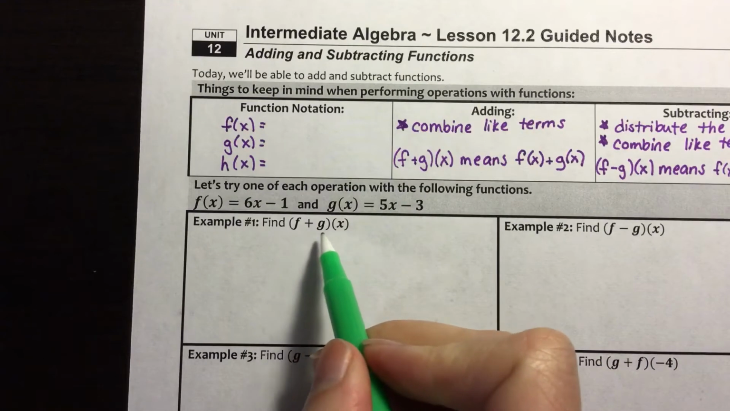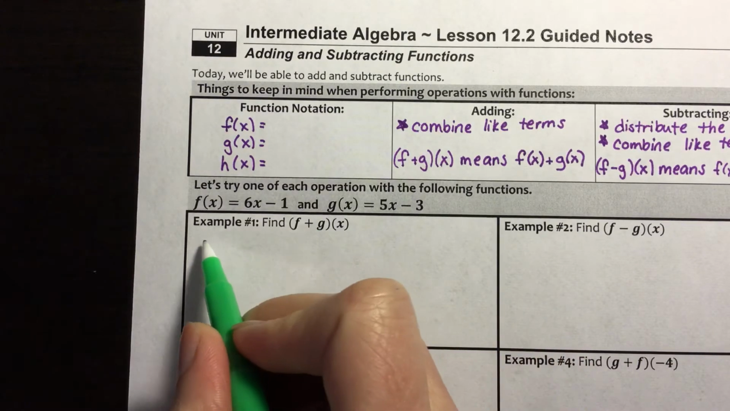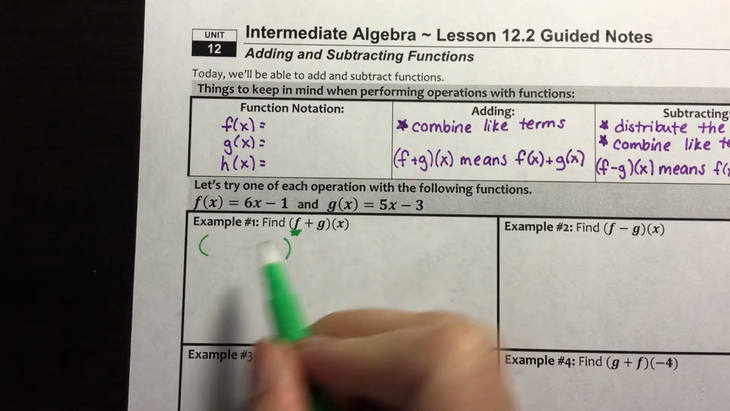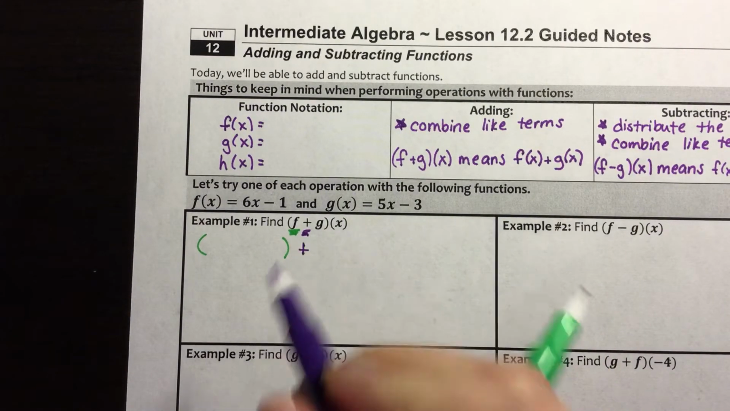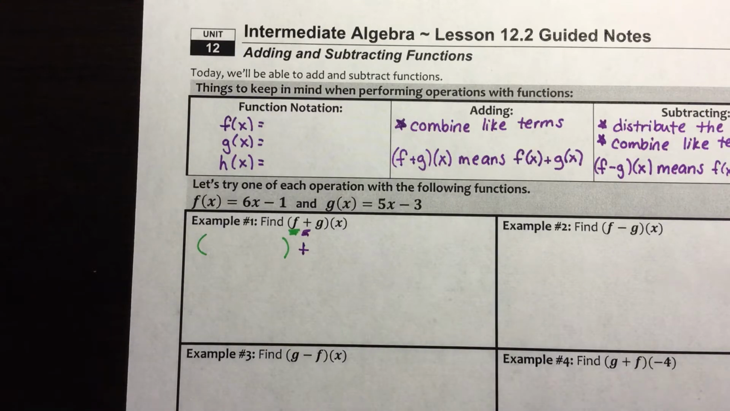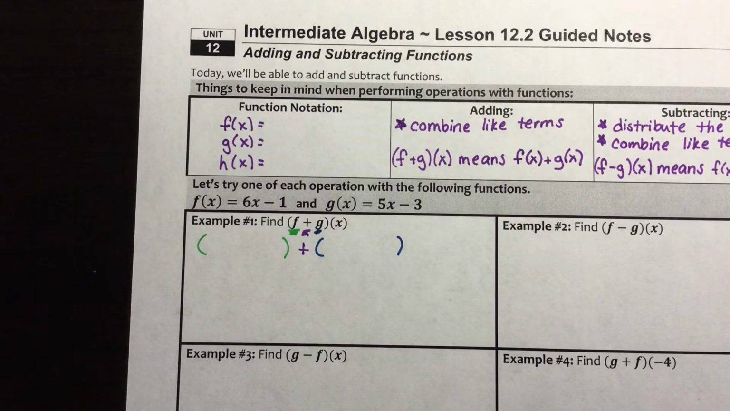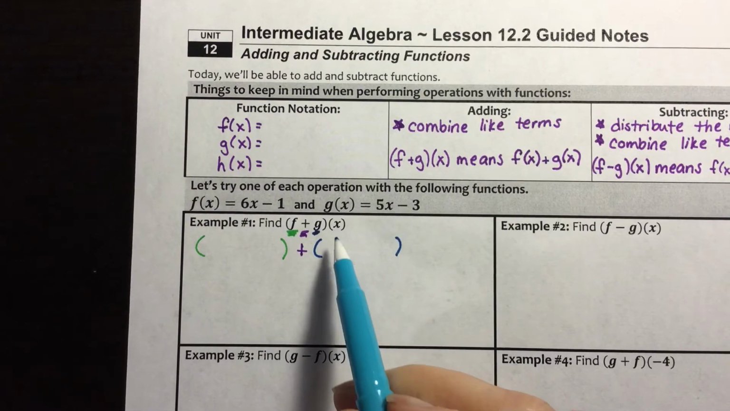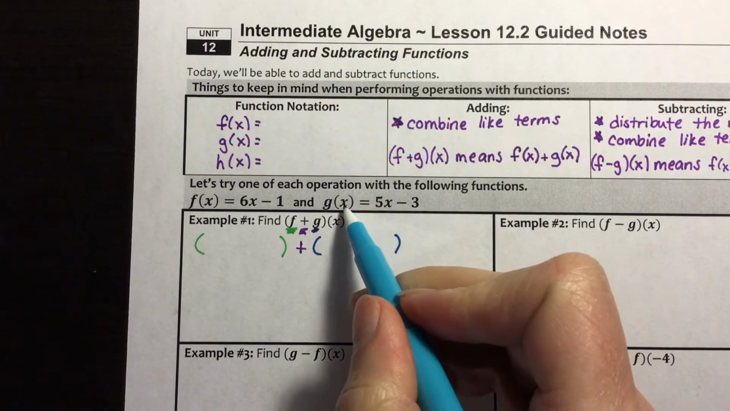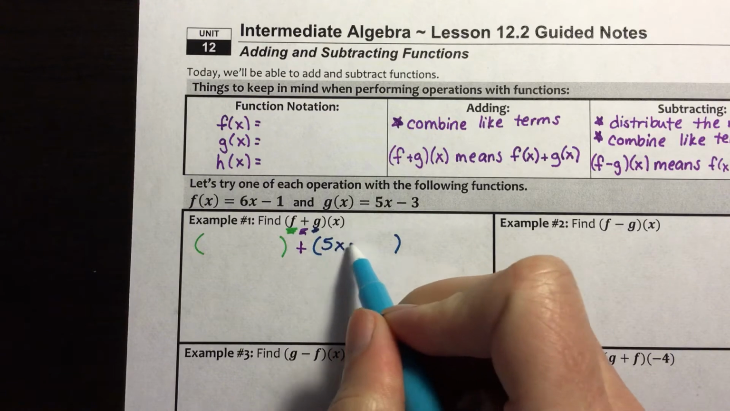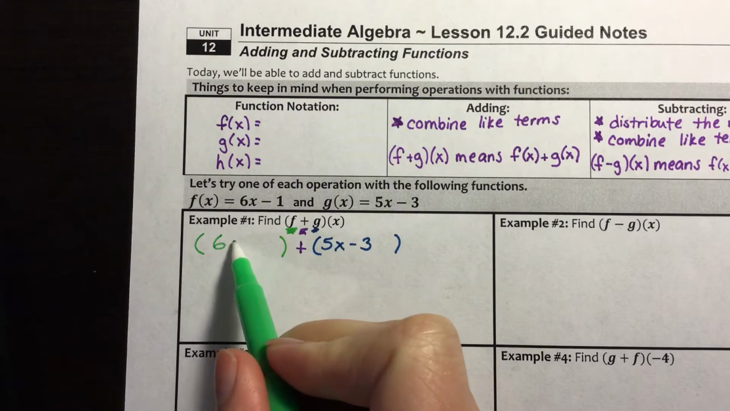Okay, so this f plus g of x is the same thing as f of x, which is this guy, plus from this guy, and then g of x is going to be our second set of parentheses. So that's how you break it up. And we're still using the letter x, okay, not plugging in a number for that. All right, up above it says g of x is 5x minus 3, and f of x is 6x minus 1.